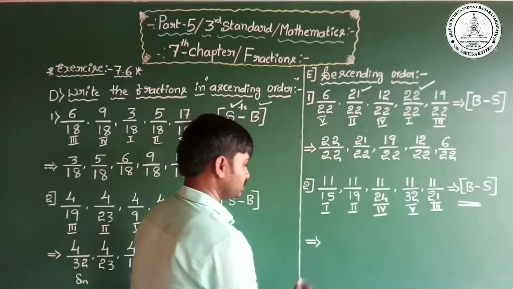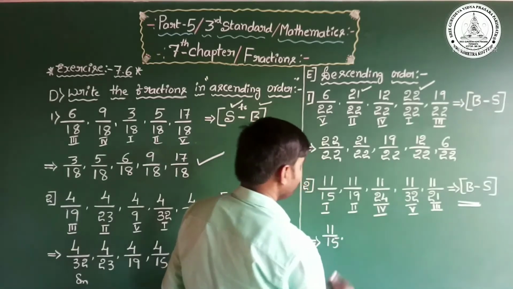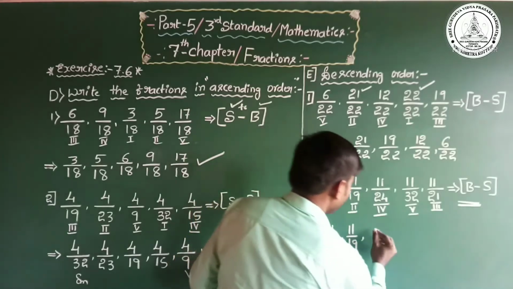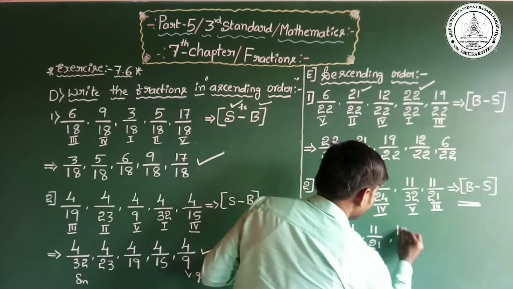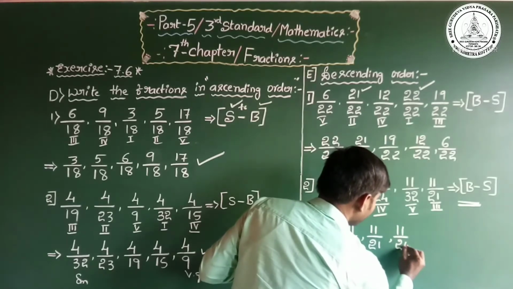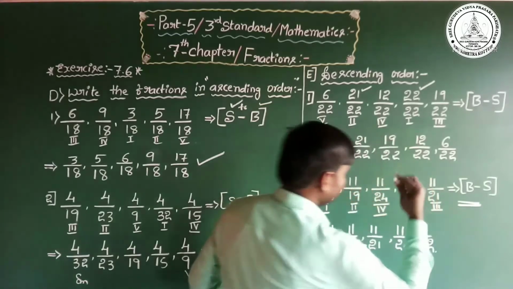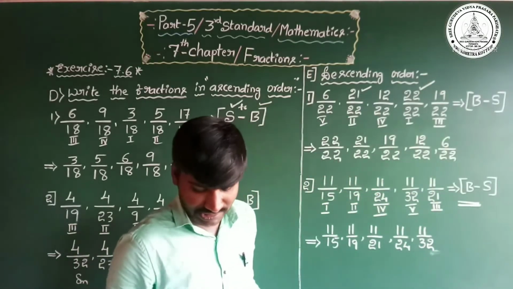Now you arrange. Dear student, first 11 by 15. Next, 11 by 19. Next, 11 by 21. The next, 11 by 24. The next, 11 by 32. This is the arranging of fractions in descending order.